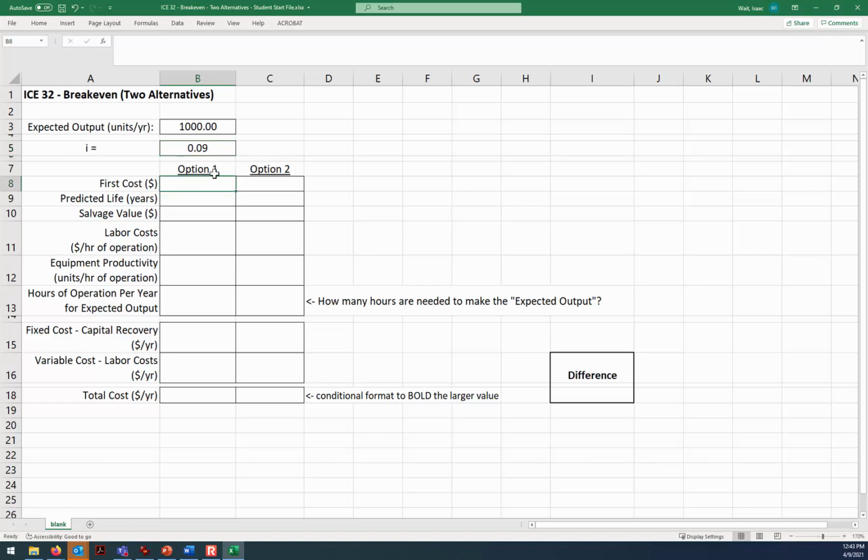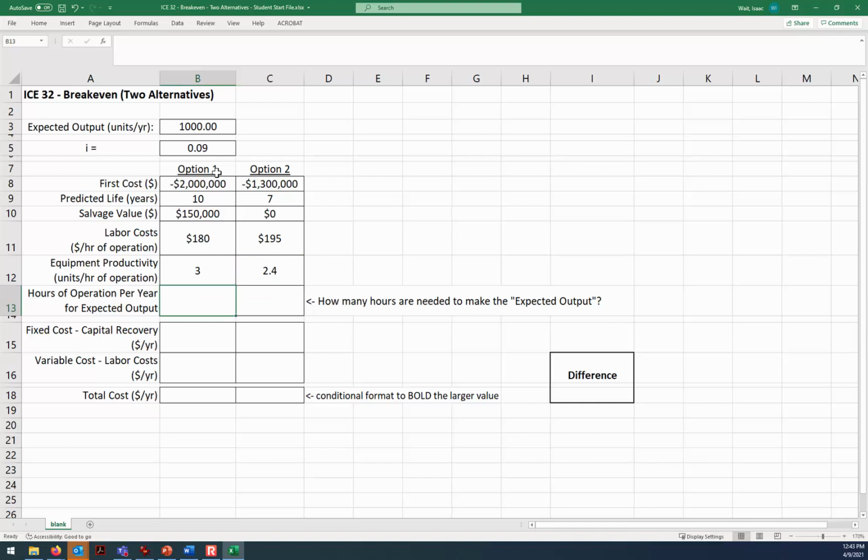The first cost of the equipment is $2 million for the computer-controlled equipment and $1.3 million for the manually controlled equipment. 10 years for computer, 7 for manual control, with a salvage value of $150,000 for the option 1 computer controlled and 0 for the other. The labor costs are $180 per hour versus $195 per hour. And then we can do 3 units per hour of operation with the computer, or 2.4 when manually controlled.